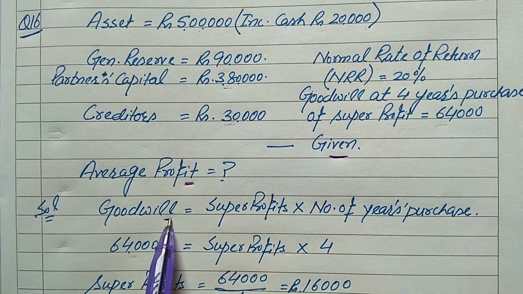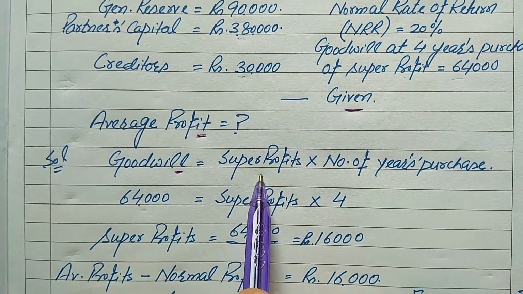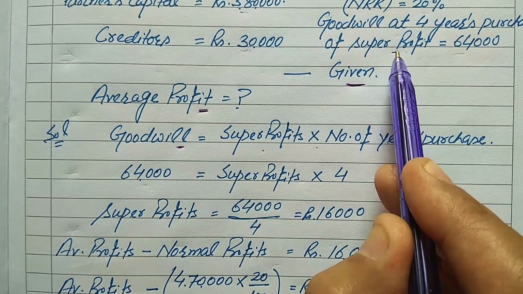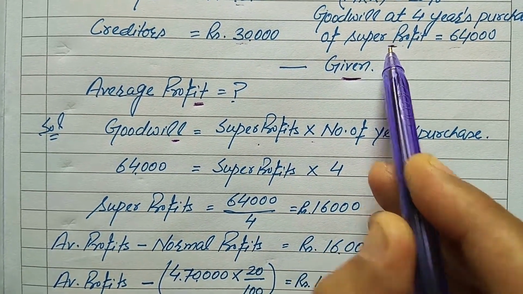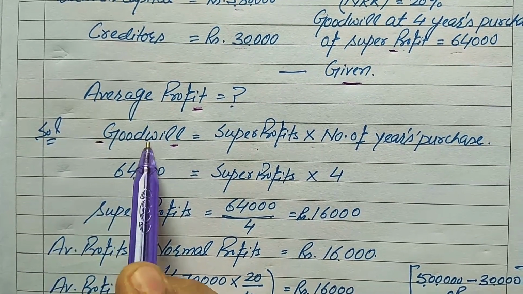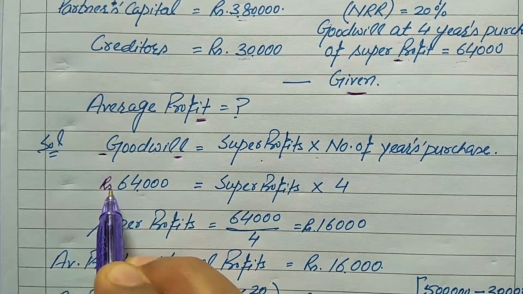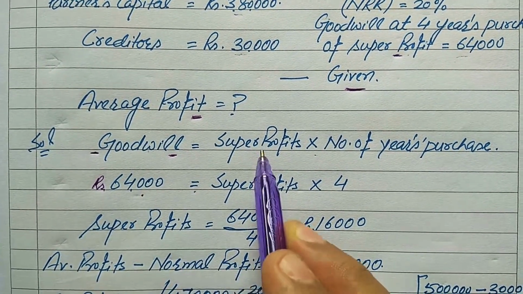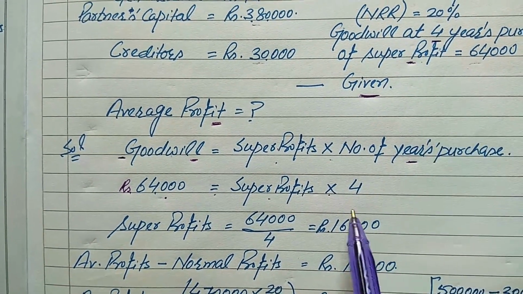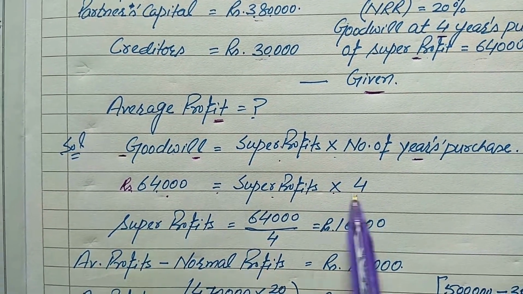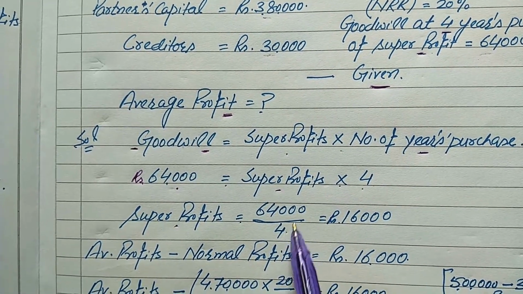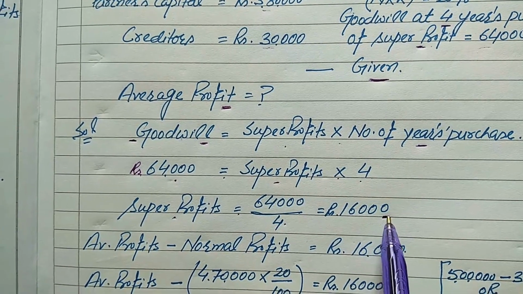Now we know that goodwill by the super profit method is super profit multiplied by number of years' purchase, because in the question goodwill is given at 4 years' purchase of super profit. That's why we are using the super profit method for the valuation of goodwill. Here the value of goodwill is given: rupees 64,000 is equal to super profit multiplied by the number of years' purchase, which is also given, 4 years. From this equation, we can easily find the super profit, and the super profit is equal to 64,000 divided by 4. It will be rupees 16,000.